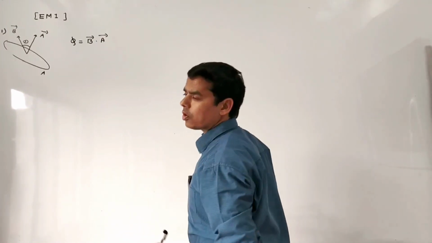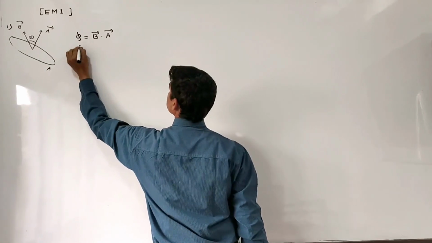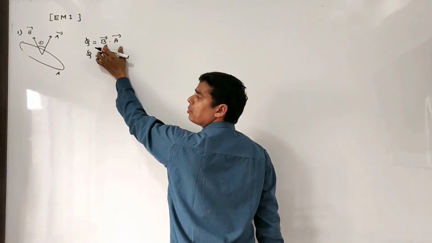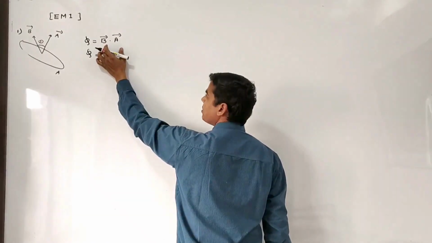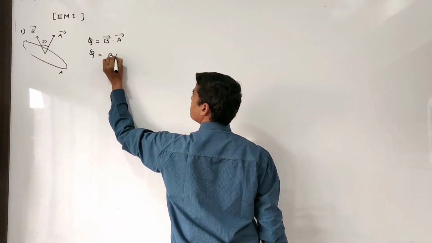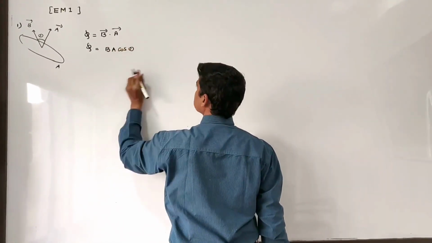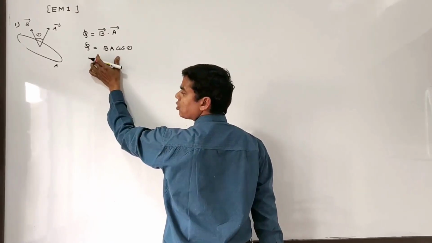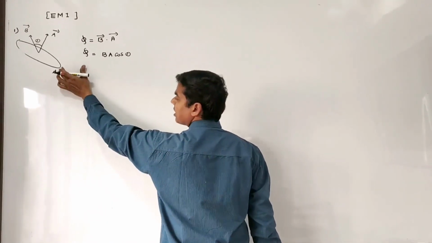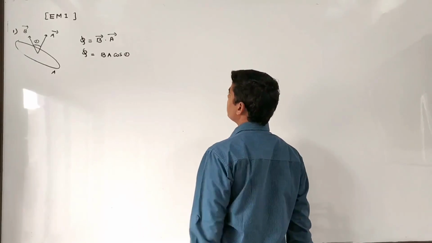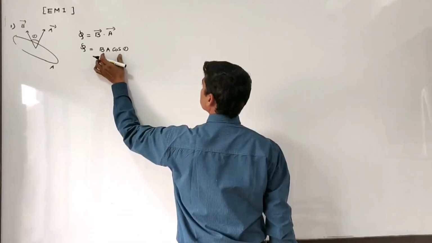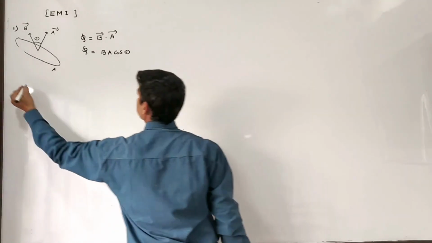This is the first important formula in this chapter. So phi is equal to, by definition of dot product, the product of magnitude of two vectors multiplied by cosine of angle between them. So BA cos theta. This is for one turn. If it is a coil, then it is for one turn. If there are n number of turns, then we will add n in the multiplication. So magnetic flux is equal to nBA cos theta.